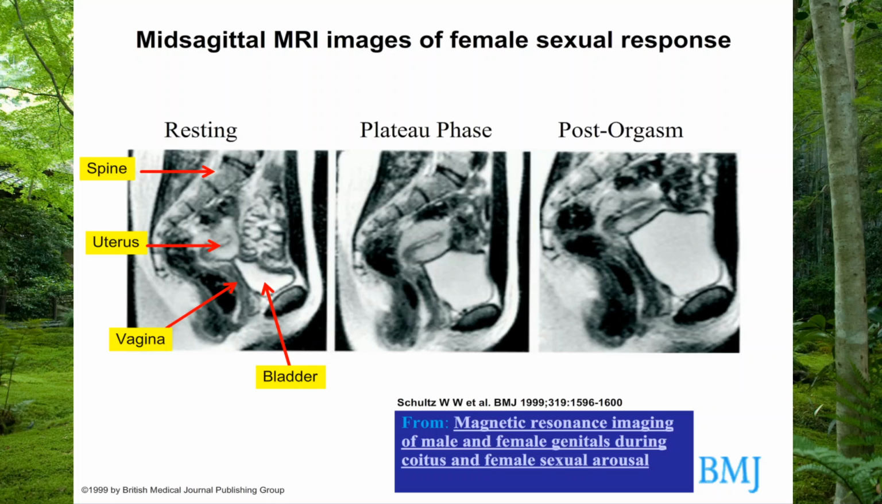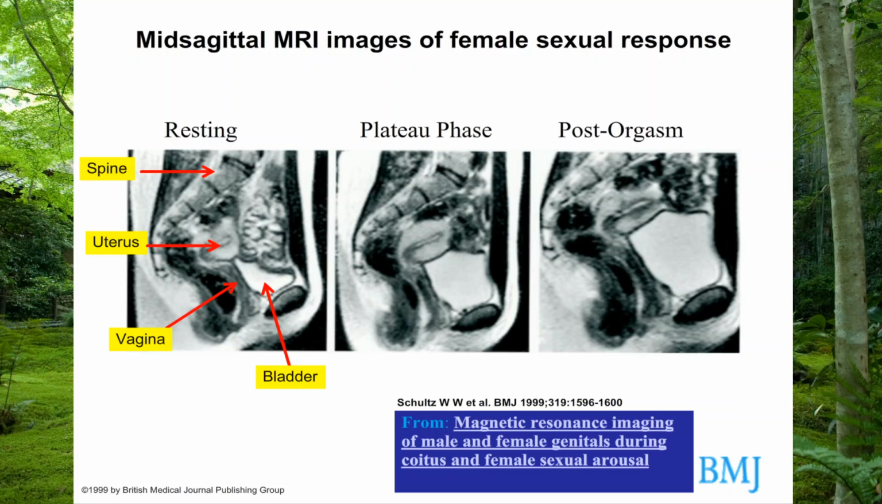And so here you can see 3 MRI mid-sagittal sections through the female body. The leftmost section was taken during resting, that is prior to sexual arousal. I've gone ahead and labeled things so you can get an idea where the spine is, where the uterus is, where the vagina is, and where the bladder is. Now take a look at the middle picture. This was taken of a female after adequate stimulation, and here she's in the plateau phase of sexual arousal. How do things look different?